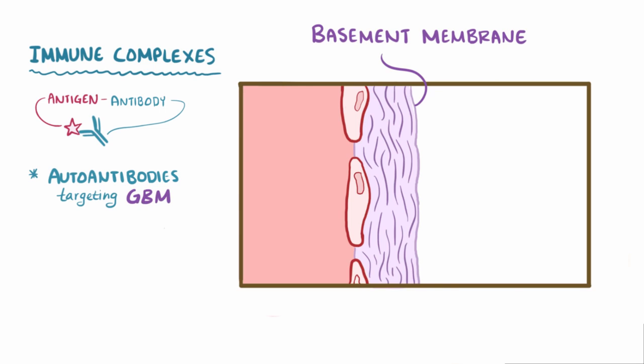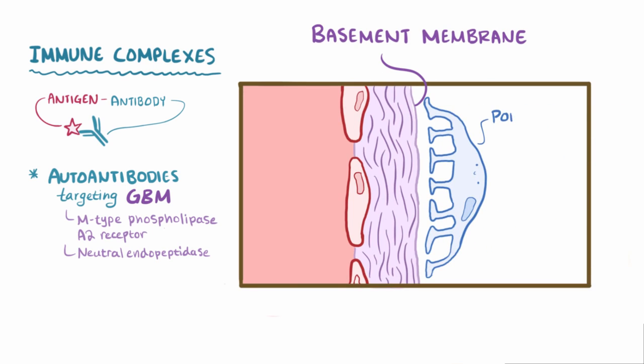Two major antigen targets that have been identified are the M-type phospholipase A2 receptor and neutral endopeptidase, which are both expressed on the podocyte surface, the cells that line the basement membrane. And we know this because in a large proportion of cases, people with membranous glomerulonephritis have antibodies against these autoantigens in their bloodstream.